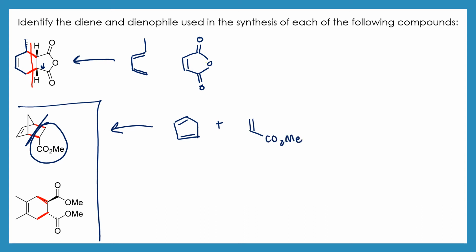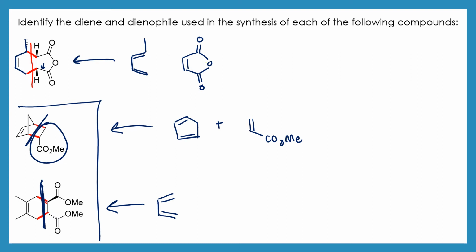So that's all you need to do. The last one is the trickier one. So we need to break these bonds. These carbons would be our diene. We know that because the alkene is still there, so we know that we need to create a diene like that. And this is our dienophile, so our alkene is right here between these two carbons.